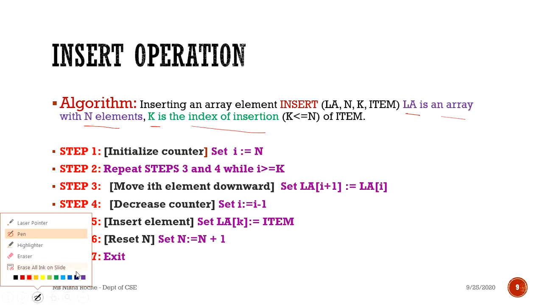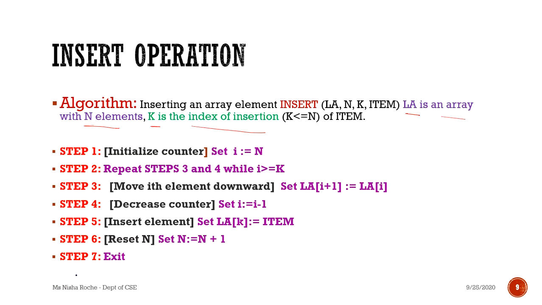Now let's look at the algorithm. This is the same algorithm which was implemented in the lab program. Step 1, initialize counter. Set I equal to n. As discussed previously, the comments in an algorithm are written within the rectangular brackets, and the assignment operator in an algorithm is written as colon followed by the equal to symbol. Step 2, repeat steps 3 and 4 while I is greater than or equal to k. Step 3, step 4, step 5 and step 6 are all used to insert an element at a particular position in the array, and step 7 is exit.